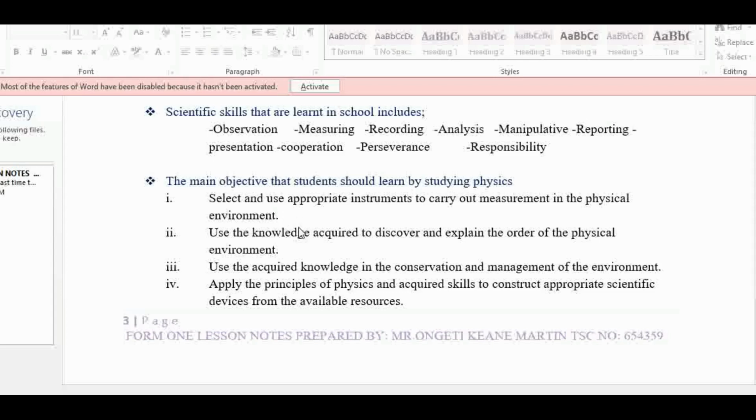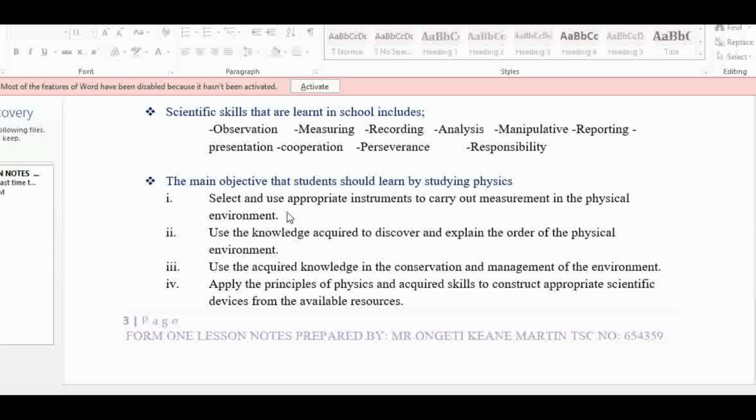There are also main objectives that a student should learn by studying physics. So there are objectives that you are supposed to know. The first objective is you should be able to select and use appropriate instruments so as to carry out measurement in the physical environment. We'll go through some of the instruments like the micrometers, the vernier calipers, the meter rule, the tape measure. It's now upon the students to be able to choose the correct instrument based on what they want to measure. For example, if you want to measure the length of a field, you'll go for the surveyor tape measure. If you want to measure the length of your locker, you'll go for a meter rule.